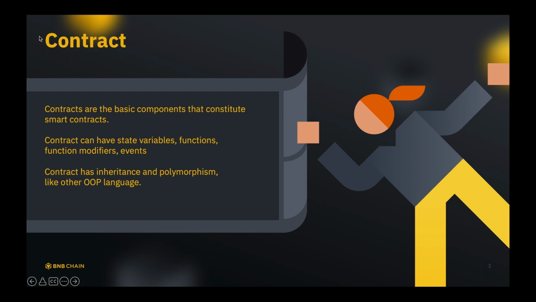So first, contract. Contracts are the basic components that constitute a smart contract. It is also the basic component in the Solidity language, just like a class in other languages. Contracts have state variables, functions, function modifiers, and events. It also has inheritance and polymorphism, just like other OOP languages.